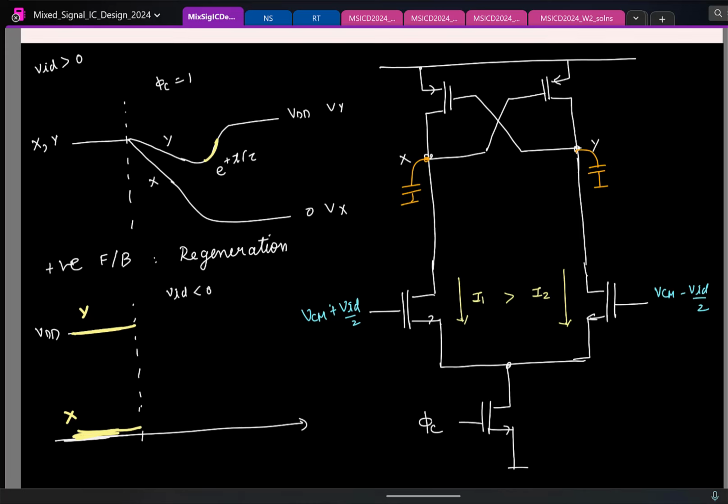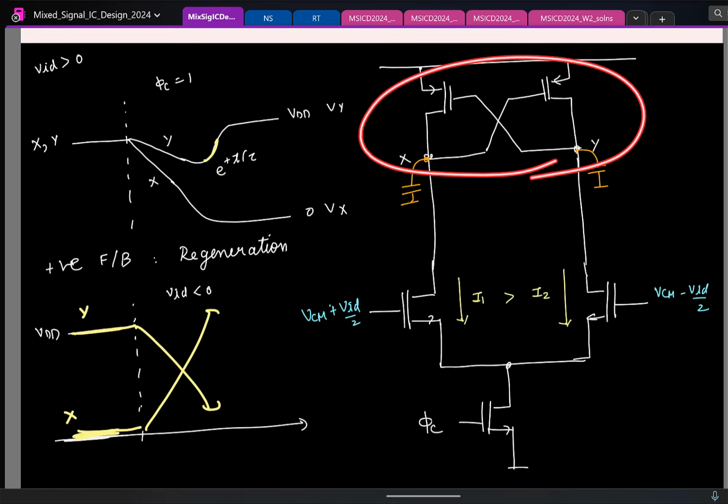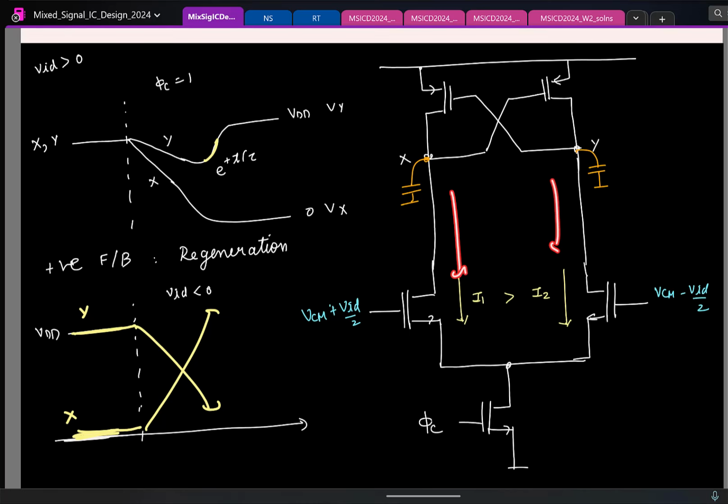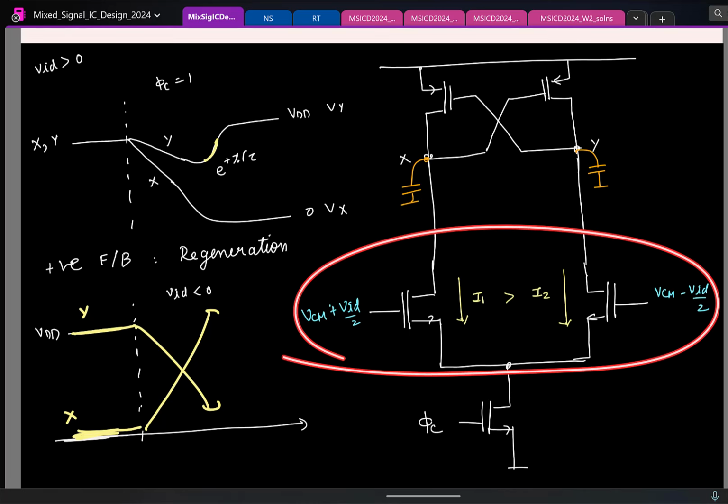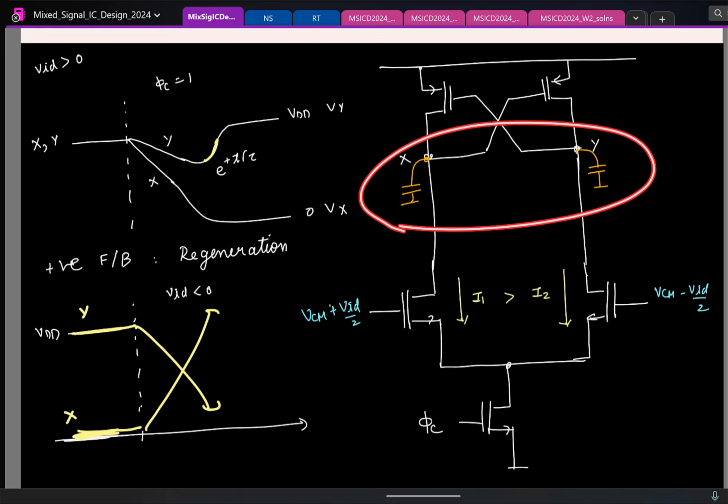If the input is less than 0, what should happen to y? If input was greater than 0, y was at VDD. If it's less than 0, the decision should flip. This should go here and this should go there. That's what you want to happen. But you see here that we have a positive feedback loop that is reinforcing the states and maintaining them at the same level. If you want to change the decision, you will have to pull out a lot of current. In other words, this guy has to be really strong to overcome the positive feedback loop and then start the comparison fresh. Otherwise, the outputs will get stuck at 0 or VDD.